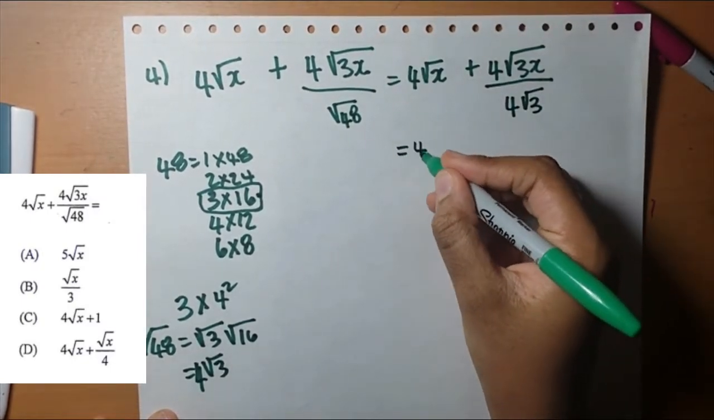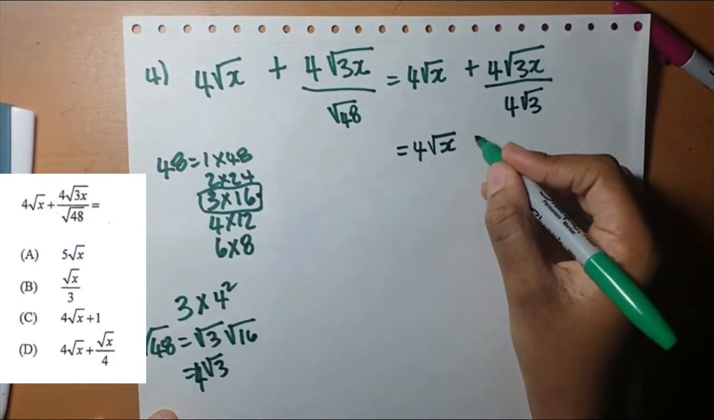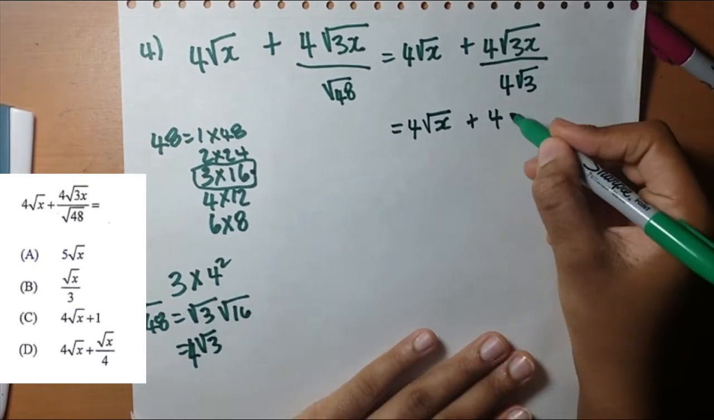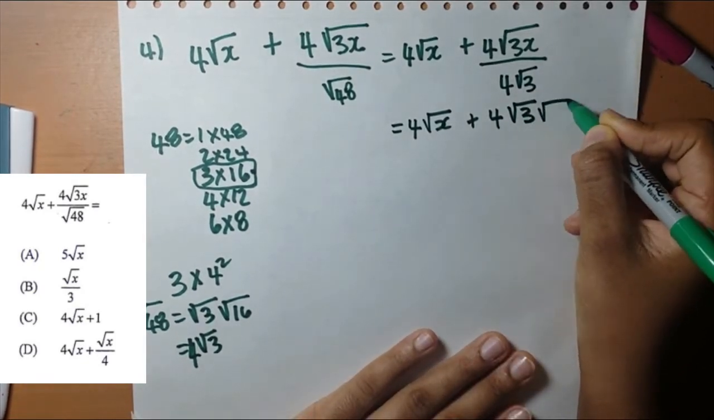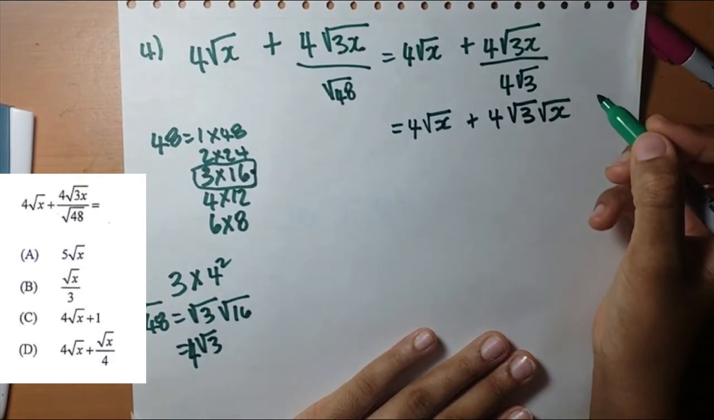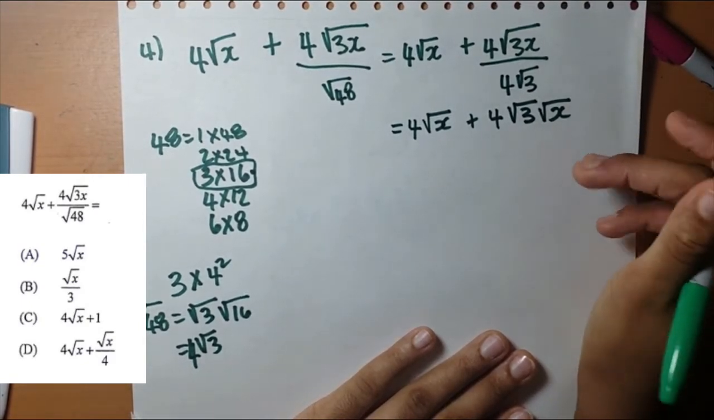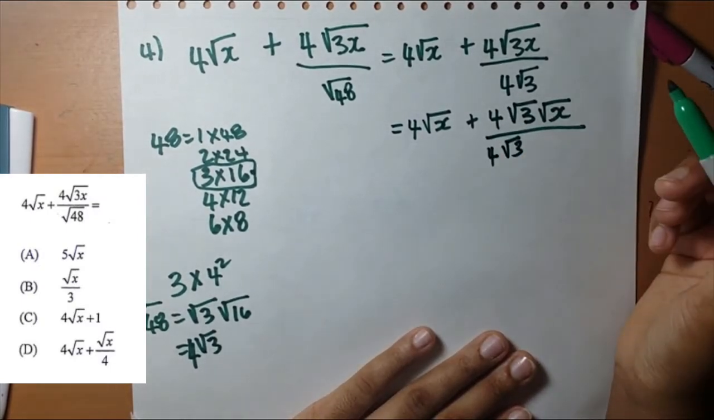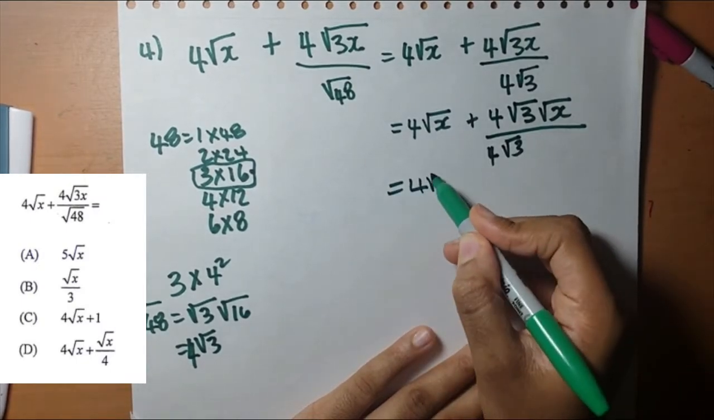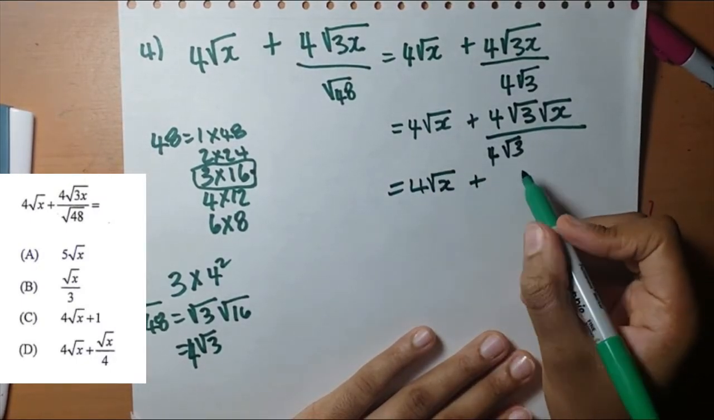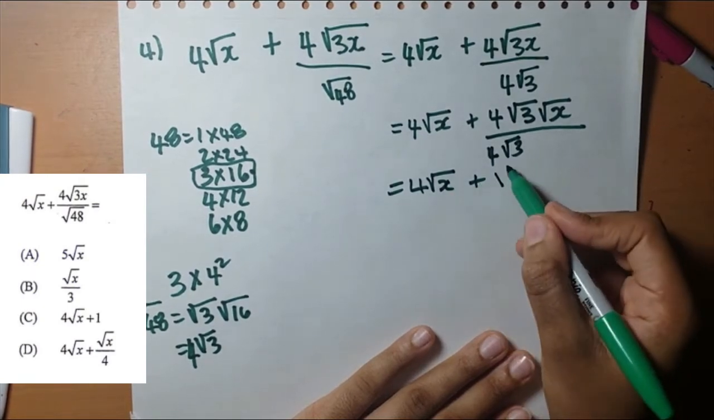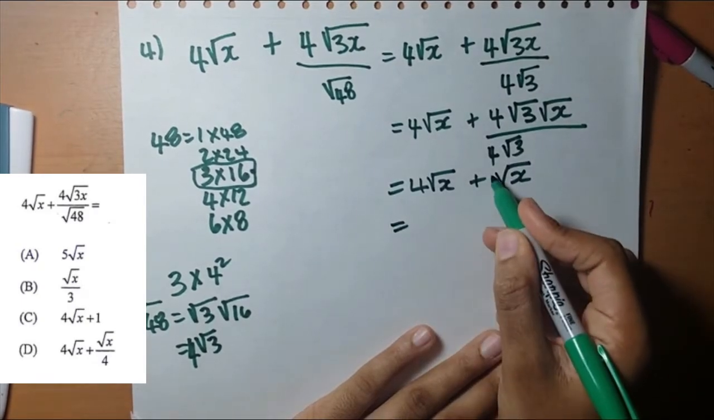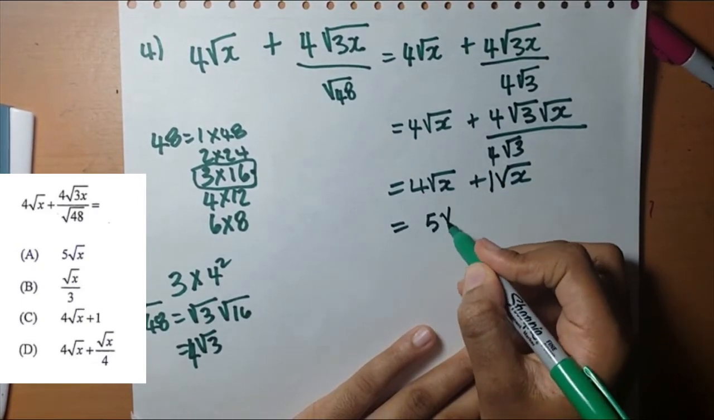So now we have 4 root x plus 4. Okay, so root 3x is the same thing as root 3 and root x, right? So review your third rules. All over 4 root 3. So now you can simplify and have 4 root x is equal to 4 root x plus x, because this would cancel, and that would be equal to, so this is basically 1 root x, so that would be 5 root x.